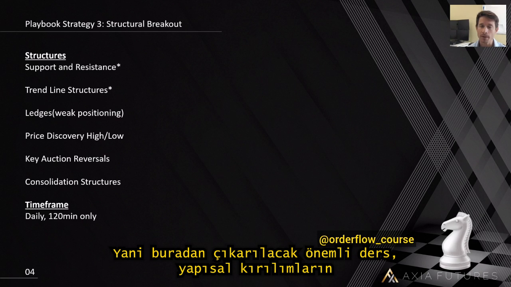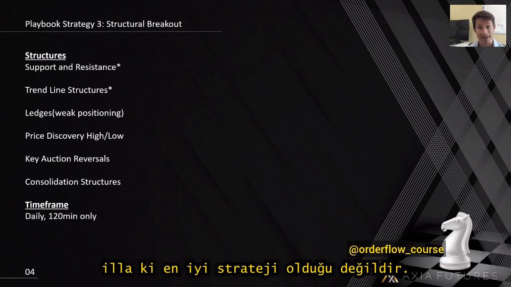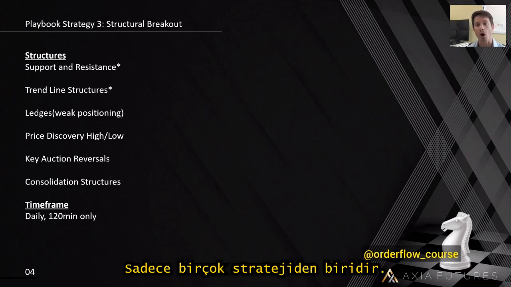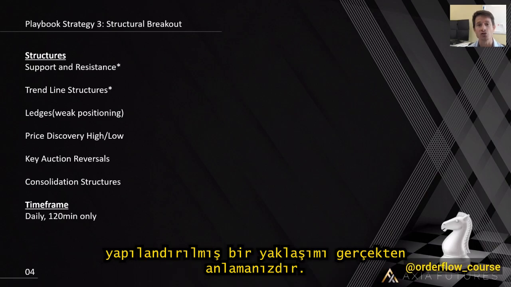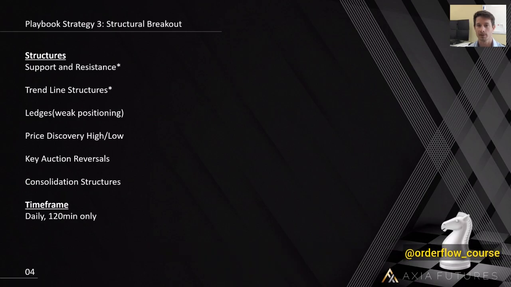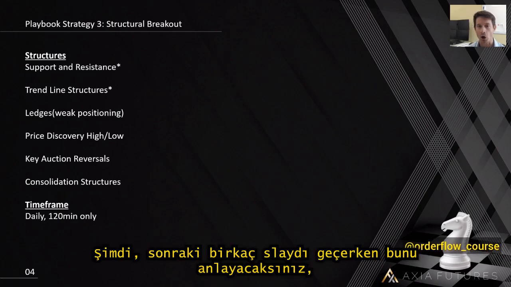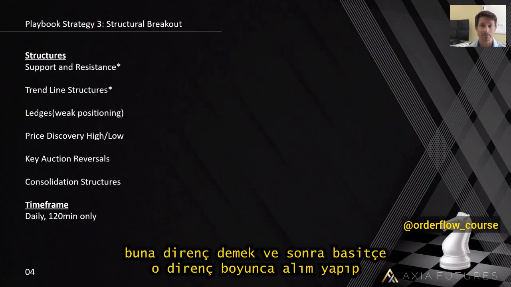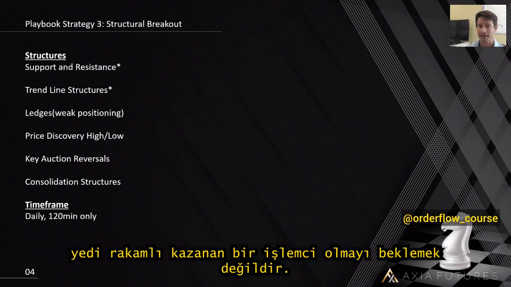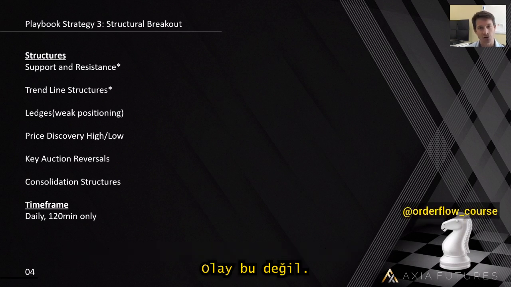So the important thing to take away is not that structural breakouts are necessarily the best strategy. They are just one of many strategies. But the real lesson I want you to adopt here is to really get an understanding of the structured approach in defining what structure means. Now, you'll understand this as I go through the next couple of slides, but in essence, it's not just about putting a line on your chart, calling it resistance, and then simply buying through that resistance and expecting to become a seven-figure trader. That's not what it's about.